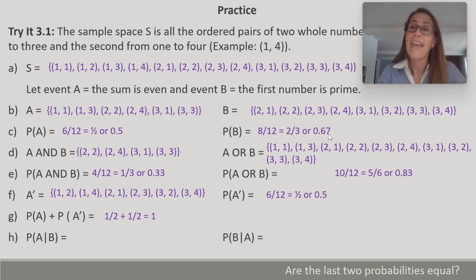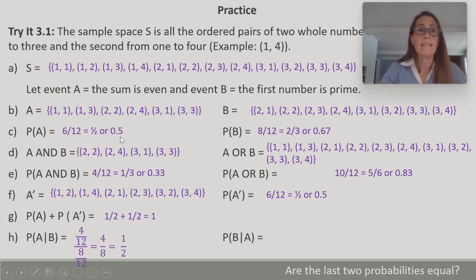So the probability of A given B is going to be 4/12, so that's the probability of A and B, divided by the probability of B, which is 8/12. So 4/12 over 8/12 reduces to 4 over 8, or 1/2, so 0.5.